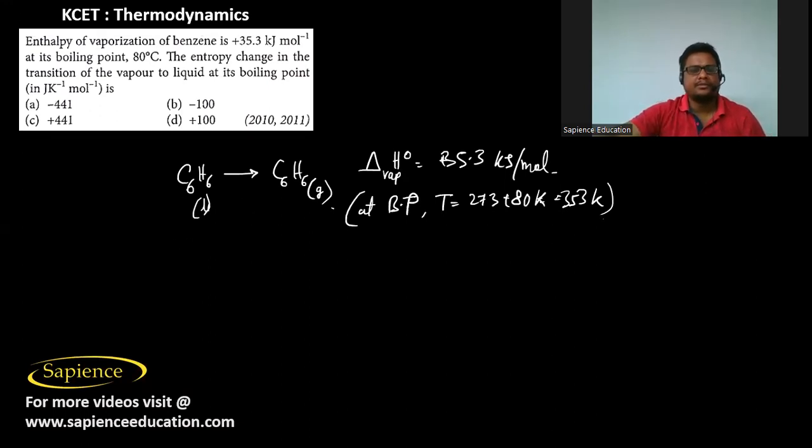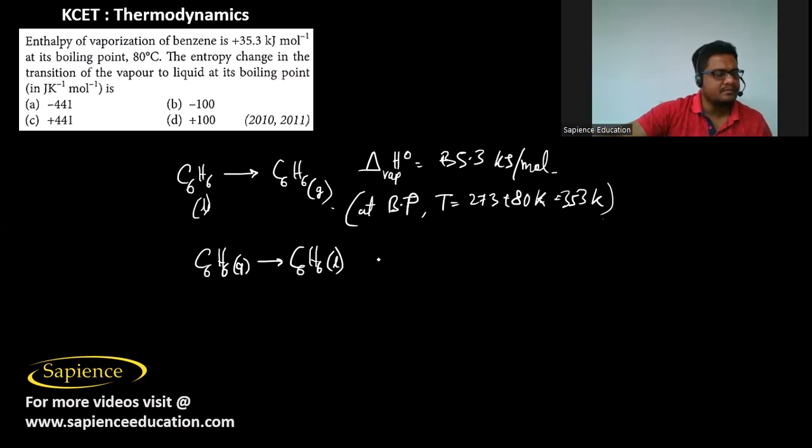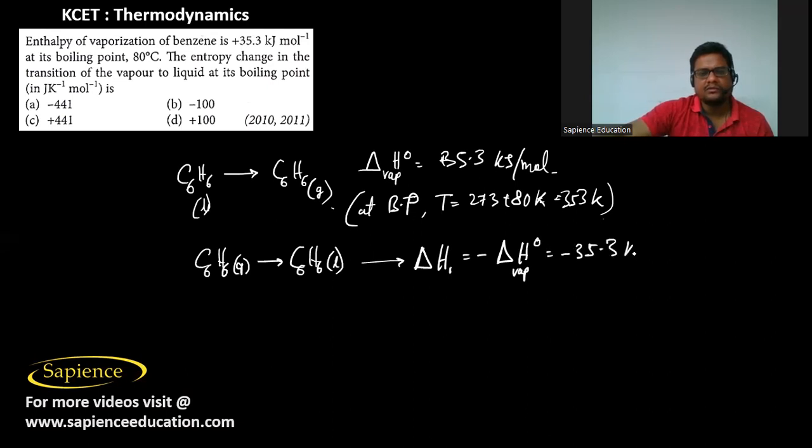Then here the entropy change in the transition of the vapor to the liquid. When the vapor changes into the liquid, that is the gaseous state changes into the liquid state, then what will happen? So here the enthalpy change, I can call it delta H1, will be equal to the negative of the vaporization enthalpy. It is minus 35.3 kilojoule per mole, the enthalpy of vaporization.